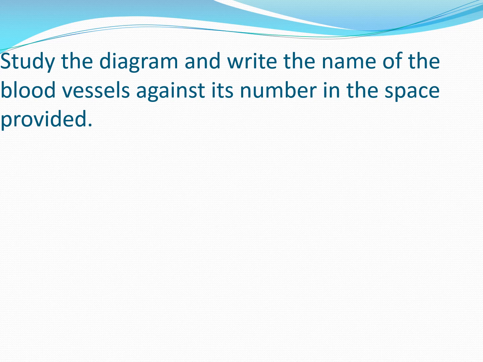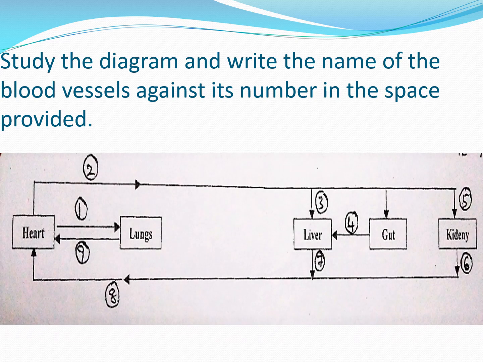Last, study the diagram and write the name of the blood vessels against its number in the space provided. First, we need to go through the diagram properly. Then we have to answer those 1, 2, 3, 4. So first, heart to lungs. Heart pumps deoxygenated blood to lungs with the help of pulmonary artery. So 1 is pulmonary artery, heart to lungs.